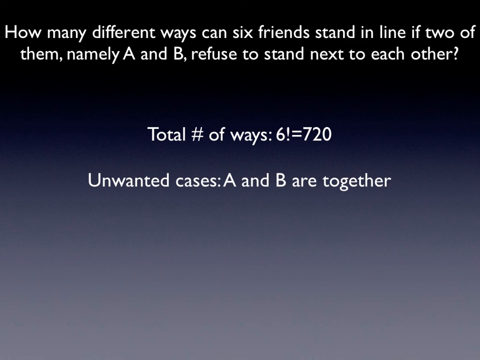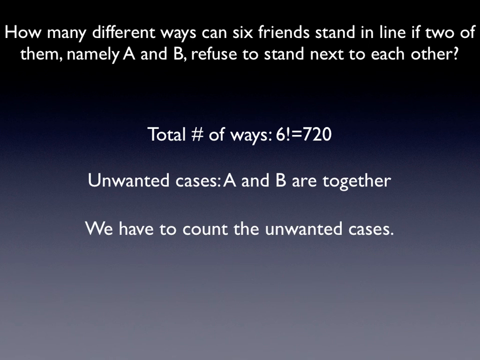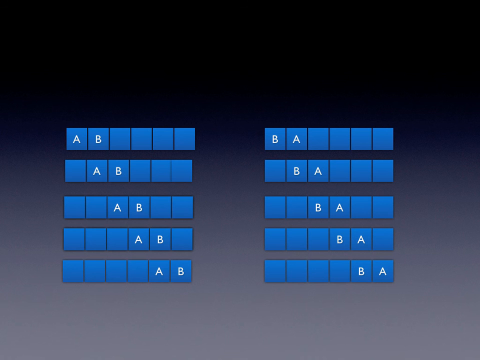The unwanted cases, the ones that you don't like, are when A and B are together. So we have to count how many cases there are where both A and B are together. Here are the cases where A and B are together. We could see here that there are 10: 5 in which A is before B, and 5 where B is before A.